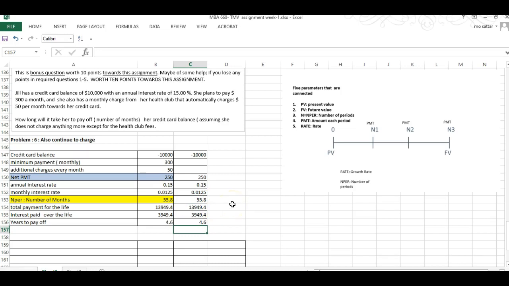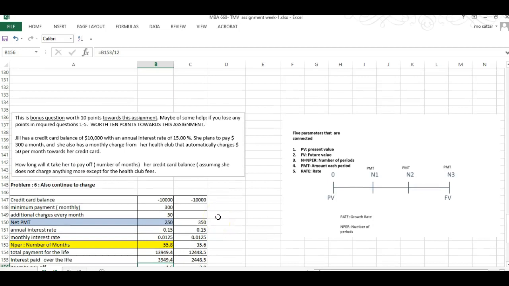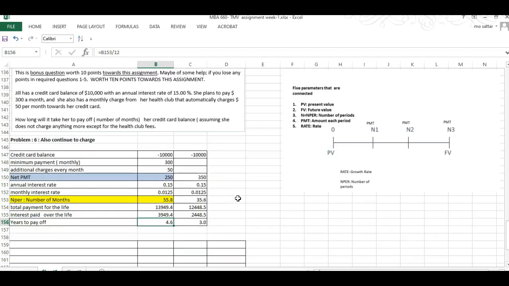For example, if she starts to pay more, if I increase this $250 to maybe $350, then obviously it will reduce the amount of time it will take to pay. So that's why, when people have credit cards with huge interest rates, and most credit cards, especially store credit cards, do, it takes a very, very long time to pay off and all the interest they pay. So I hope this was helpful.